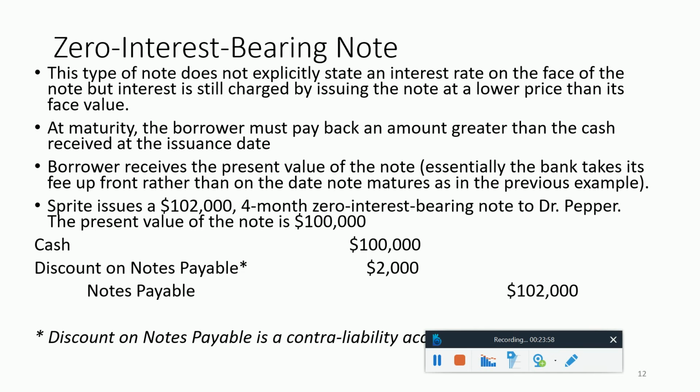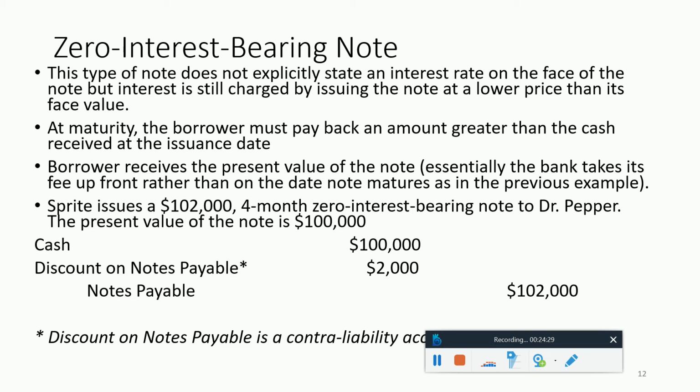And so what happens in this type of arrangement is that the borrower is going to receive the present value of the note. And in these situations, the bank is actually taking its fee, or the amount of interest that it wants to earn over time, at the beginning of the note versus receiving it at the end or at the maturity.